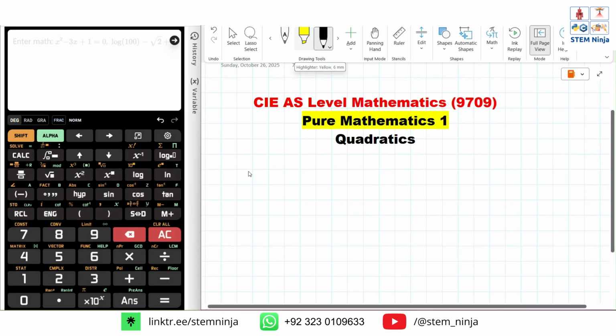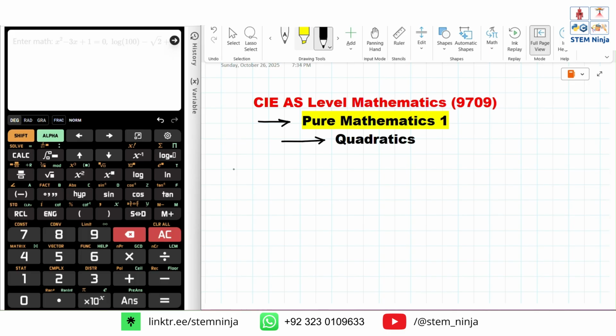Hey everyone, welcome to topic revision videos of the CIE A Level Mathematics. Today we're going to talk about the first chapter from the Pure Maths 1 syllabus, which is quadratics. In quadratics, the first skill that we must master and look at is completing the square.